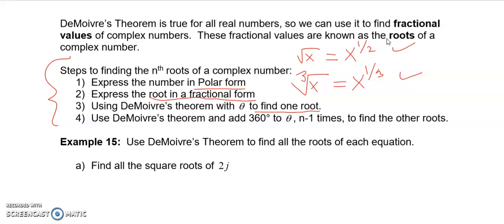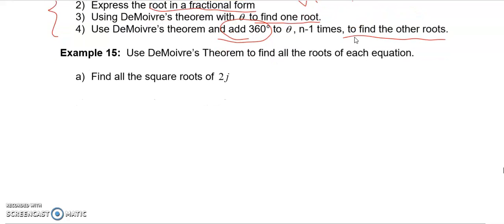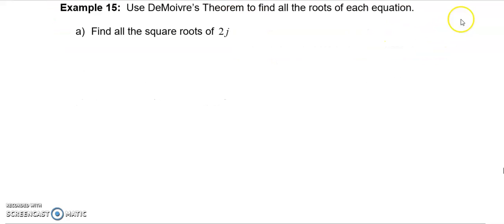And depending on how many roots it has, then what you have to do is repeat de Moivre's theorem, but you add 360 to the angle, however many times you need to add it to find the other roots. Remember, if you're finding a square root, there will be 2 of them. If you're finding a cube root, there will be 3 of those, and so on. So let's look at these examples here now. These are on page 26 in your notes.